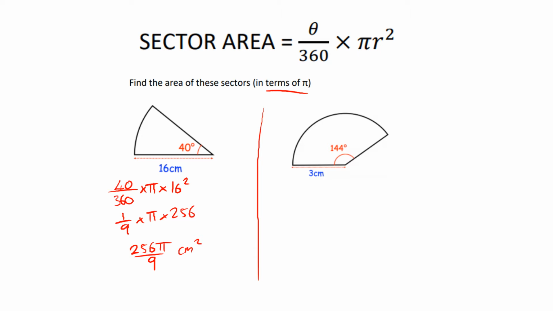Pause the video now. I'm going to show you the answer in 3, 2, 1. And there's what we should have got: 18 pi over 5. Just plug into the formula and work it through.